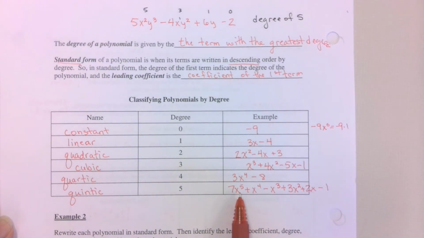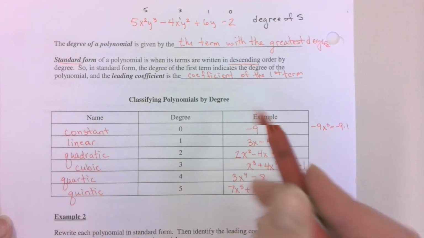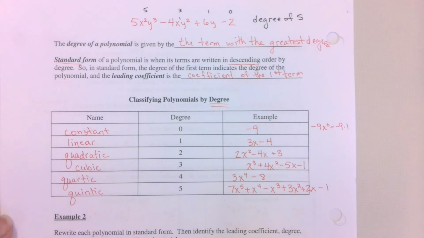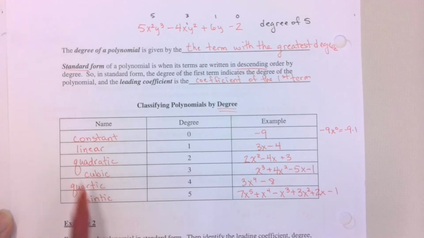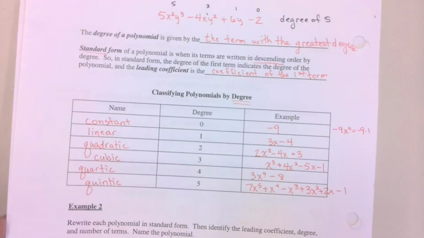So I have a quintic polynomial, and it's in descending order: 5, 4, 3, 2, 1, and a degree of 0. All right, so it's really important that we know our name by degree. Over here, this was the name by number of terms. Type of polynomial it was, so nomial is number of terms, and here are the terms for degrees. So we're going to go ahead and we're going to use these.